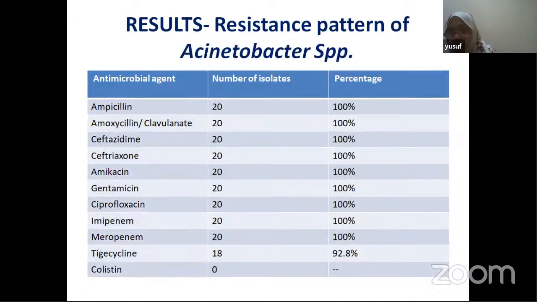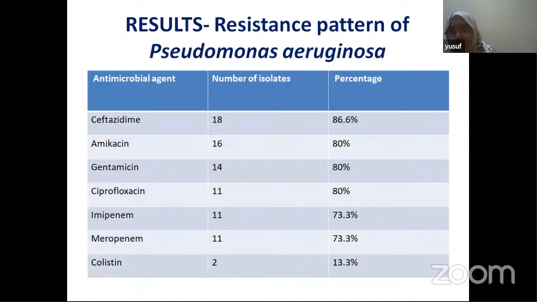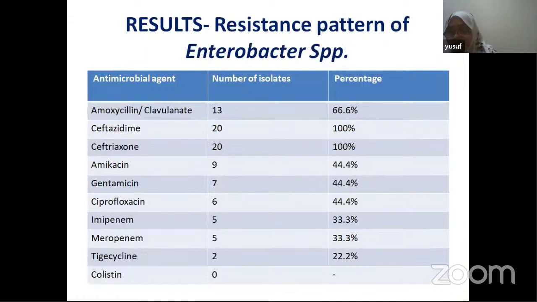This is the resistant pattern of Acinetobacter, Pseudomonas aeruginosa, Enterobacter. For the detection of ESBL screening, I have screened all the isolates by the modified disc diffusion method. Then all those isolates which I found resistant to third generation cephalosporin, the extended spectrum cephalosporin, were subjected to the combination disc diffusion technique for confirmation of ESBL production.